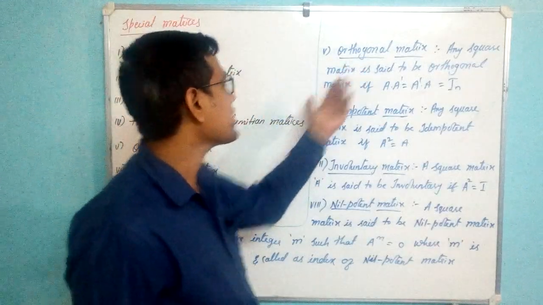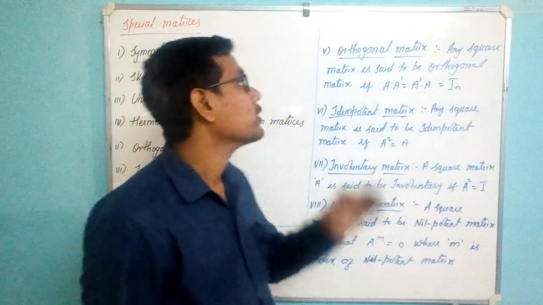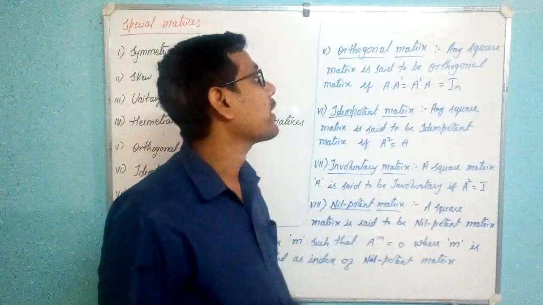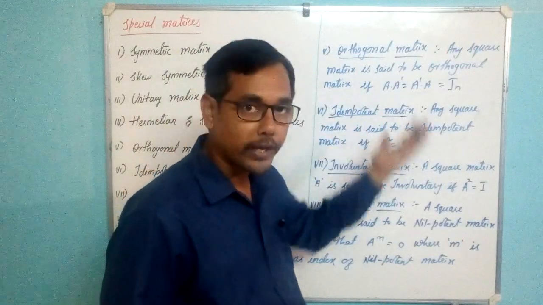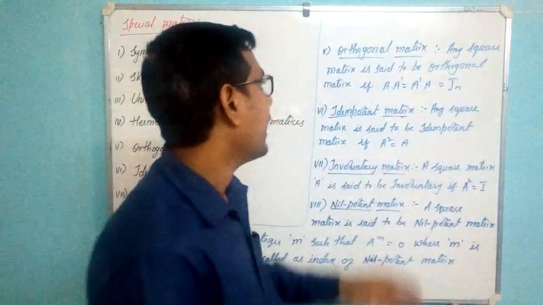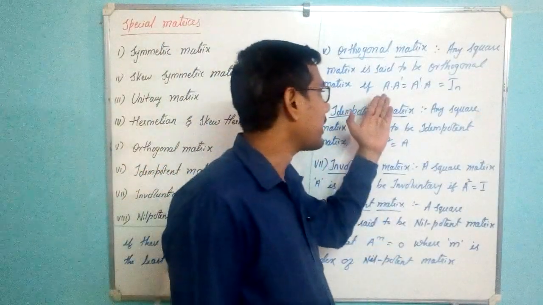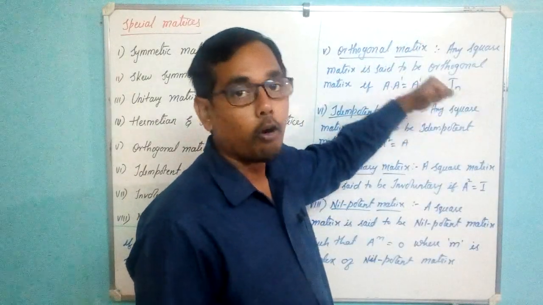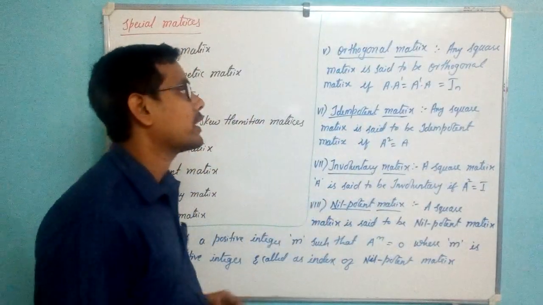The 5th one is the orthogonal matrix. When do we call any matrix orthogonal? It should be a square matrix. Any square matrix A is said to be an orthogonal matrix if A into A transpose is equal to A transpose into A is equal to In. What is In? Identity matrix of order n. And A is also a square matrix of order n. If A into A dash is equal to A dash into A, and that is equal to I of order n, then we call the matrix A an orthogonal matrix. So that is very much clear.